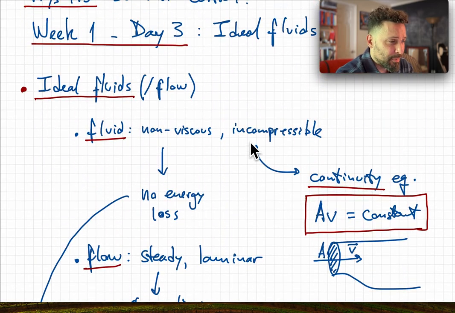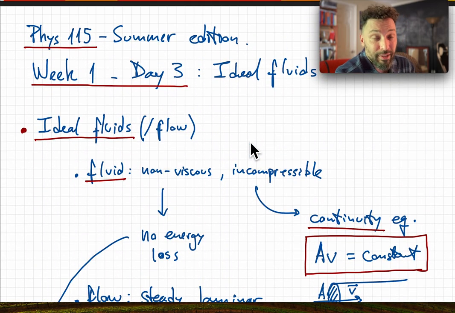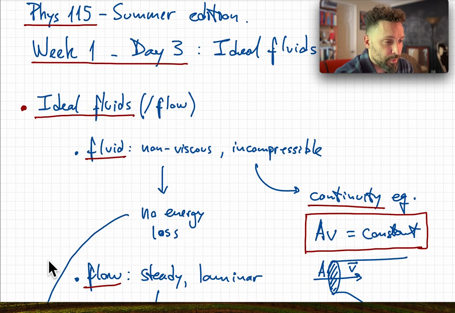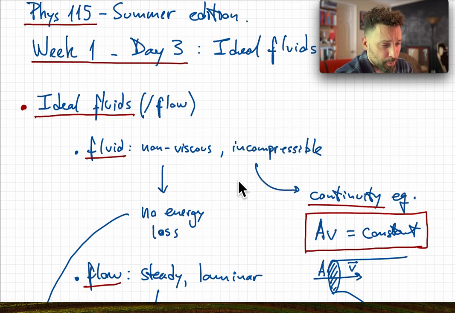Now, the way we define ideal fluids or ideal flow really is a situation in which the fluid is non-viscous. That means there's no energy loss. That's going to take us to Bernoulli's equation. And it's incompressible. And that takes us to the continuity equation. We're going to discuss this in class.